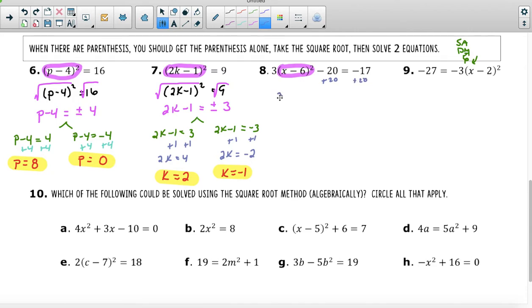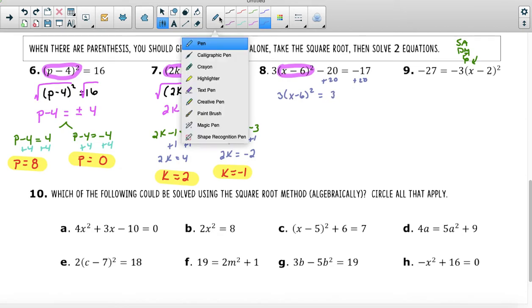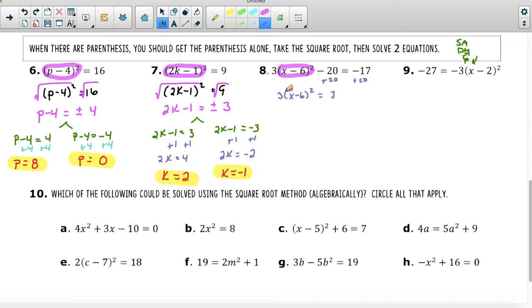So we still have 3 parentheses x minus 6 parentheses squared is equal to positive 3, because negative 17 plus 20 is positive 3. We still have that parentheses squared here, and we still have that multiplication of 3 attached. So we need to divide by that 3 on both sides. And we'll be left with parentheses x minus 6 parentheses squared is equal to a positive 1. We've now added, subtracted, multiplied, and divided away. Now we can get rid of the exponent.